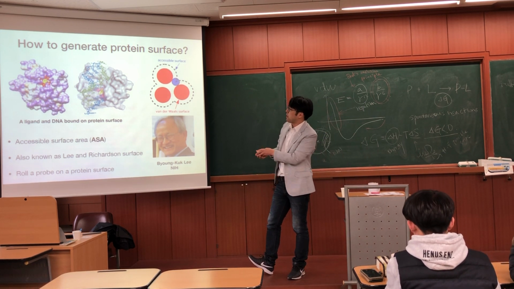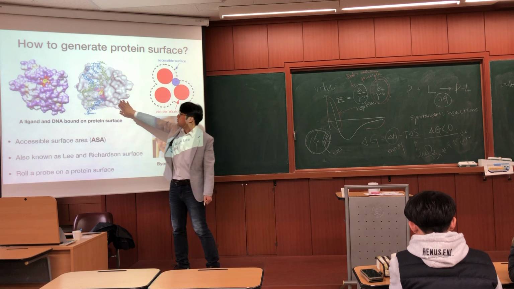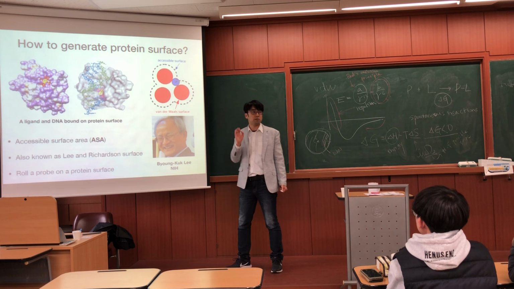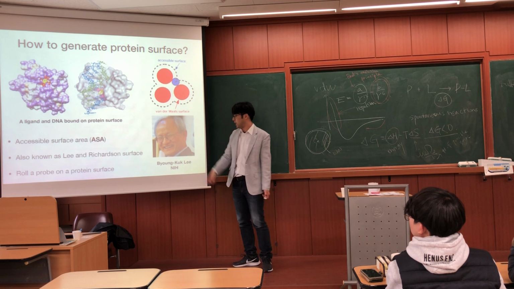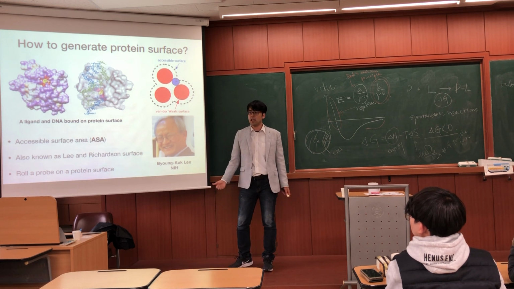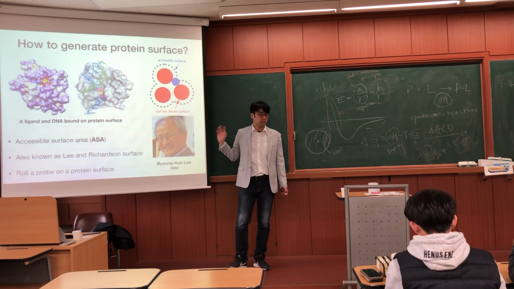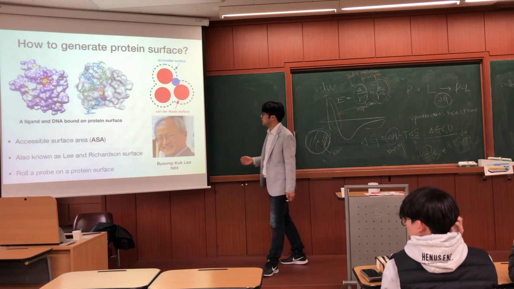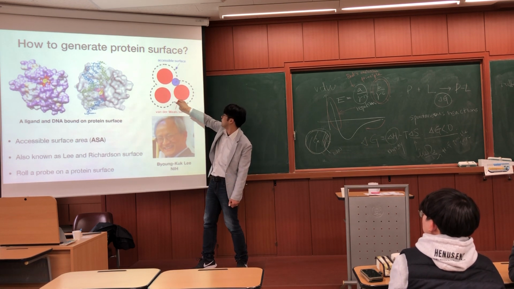In order to predict where a ligand will bind, we have to generate the protein surface, and one of the most famous algorithms to generate a protein surface is called the Lee and Richardson surface. Here, Lee is Prof. Lee, who worked at NIH. Now he's over 70, but he's one of the most famous Korean scientists in the US, and his paper was cited more than several hundred thousand times, and he devised an algorithm to find the protein surface.